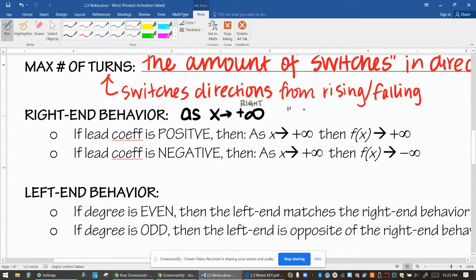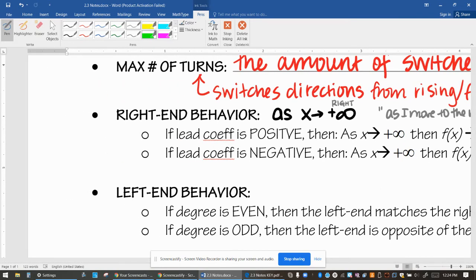So again, this means as I move to the right on the x-axis. That's how you're going to start it, okay? So as you move to the right on the x-axis, what happens to the y values? Quick reminder, and maybe put this off to the side. Quick reminder, important reminder, is that f of x is referring to the y values, okay? So f of x is the y values.